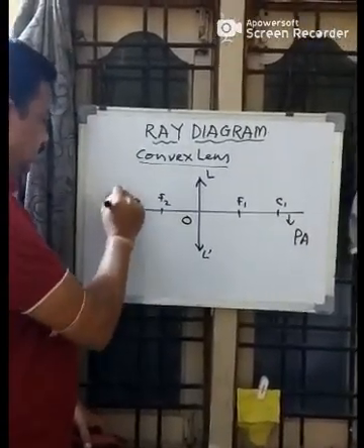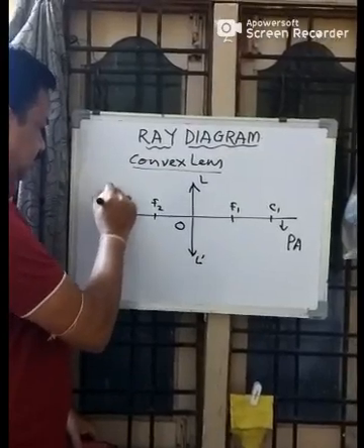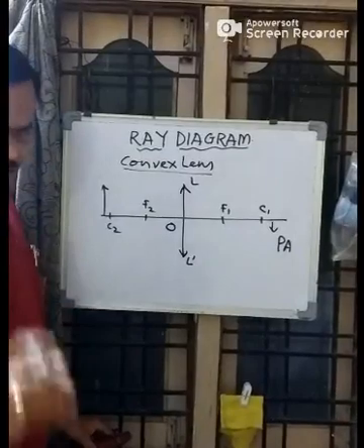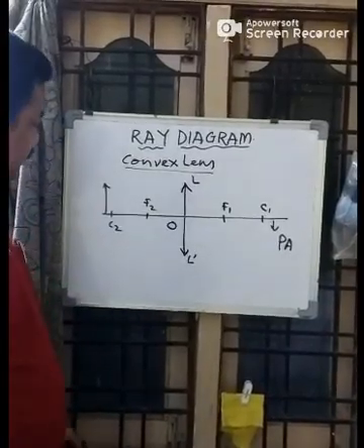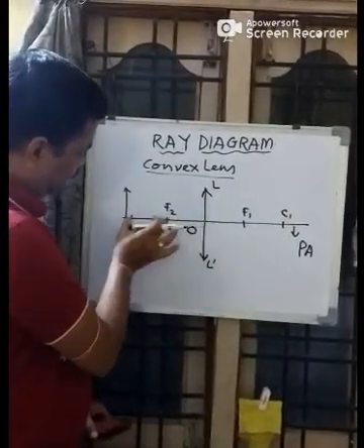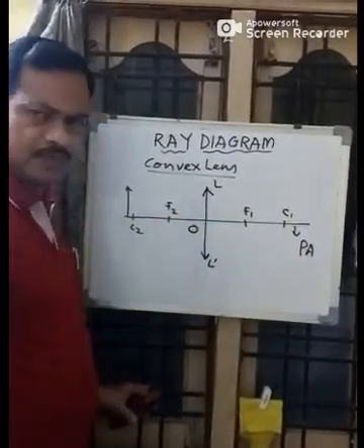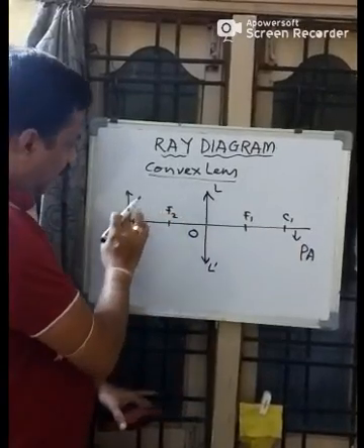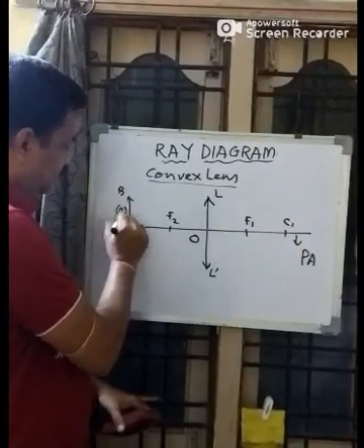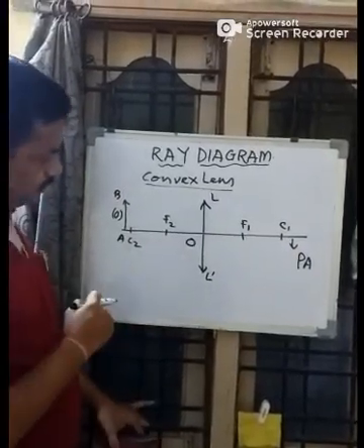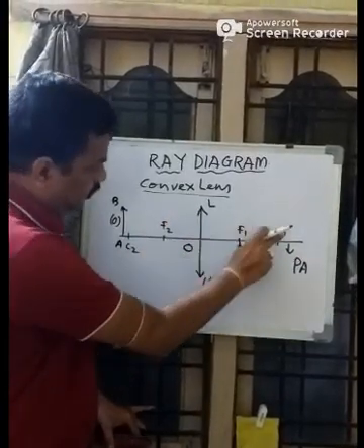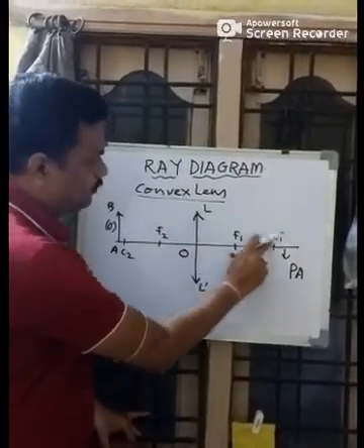Suppose I kept the object at the C point. Whenever you are drawing, some bending occurs. Sometimes you may use the scale, but sometimes bending occurs. And because these lengths we are not taking properly, as we kept the object beyond C, so this is our object. Sometimes the image in our ray diagram could not be formed between F1 and C1.